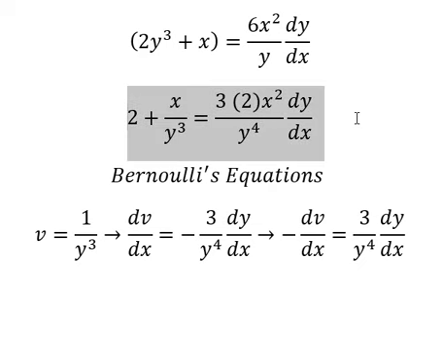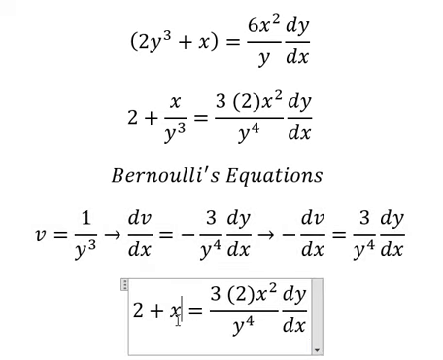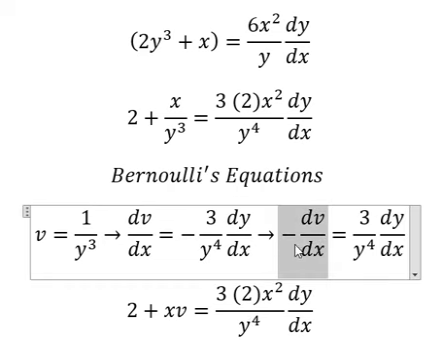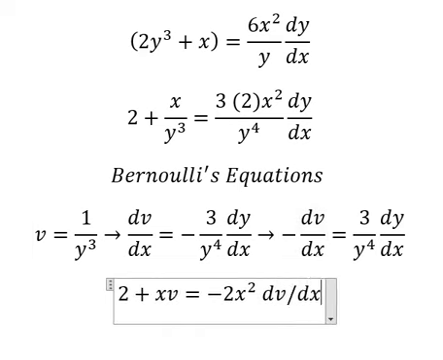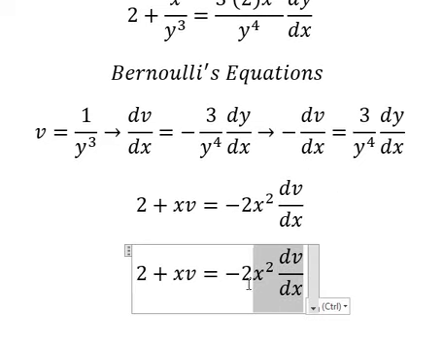So this one we change for v. This one, 3 over y to the power of 4 dy over dx, we change for negative dv over dx, and we have it like this. So I will put this one to the left and the 2 to the right.